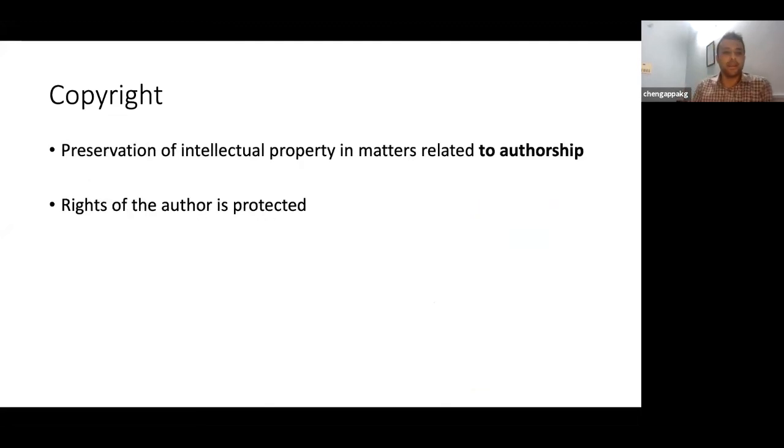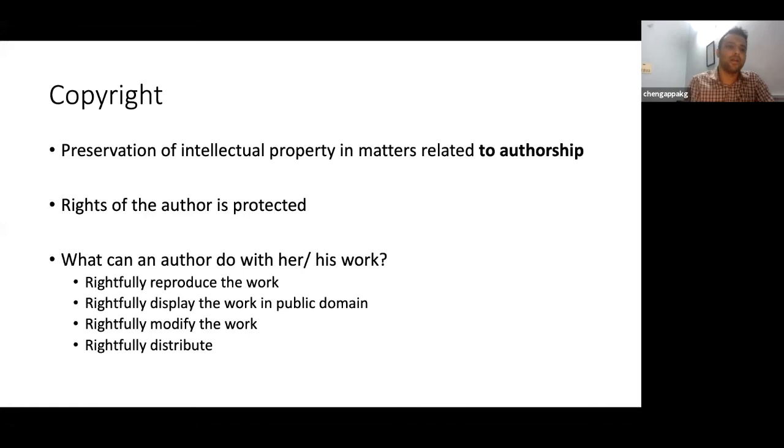So copyright is preservation of intellectual property in matters related to authorship. Copyright could be for a novel, for a scientific manuscript, or just for your correspondence, or any literary work that has been written by you is protected by the Copyright Act. So here the rights of the author are protected. So what are the rights of the author? The author can rightfully reproduce the work, display the work in public domain, modify the work, and distribute the work.